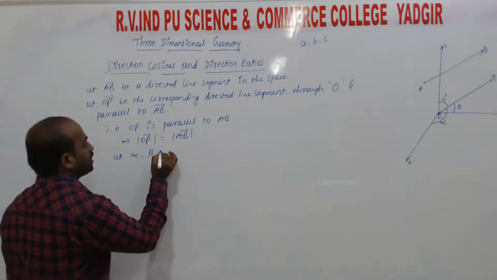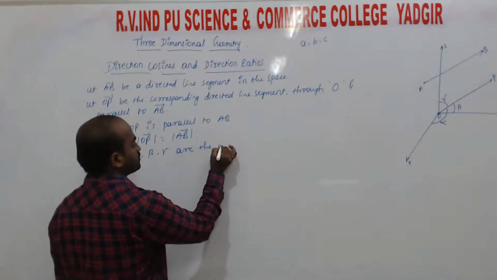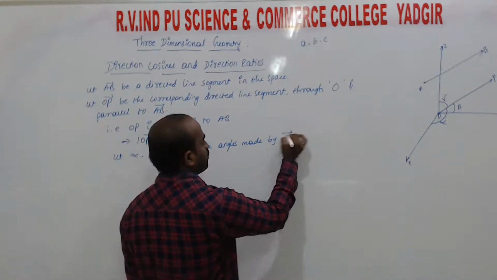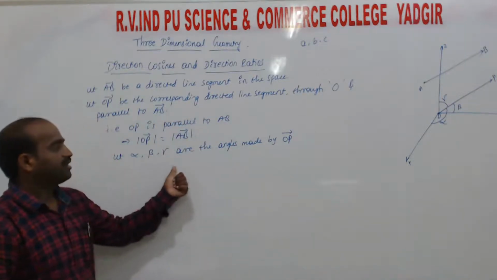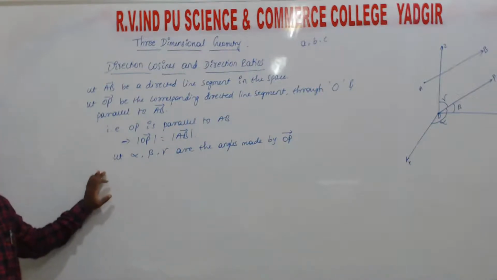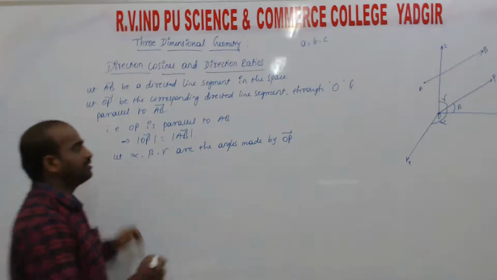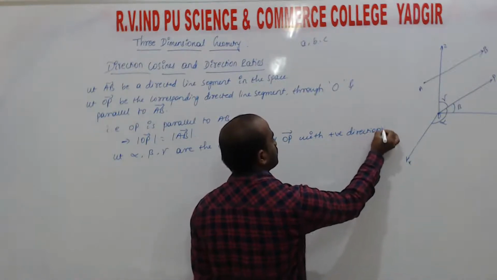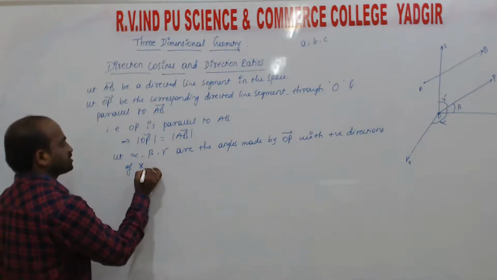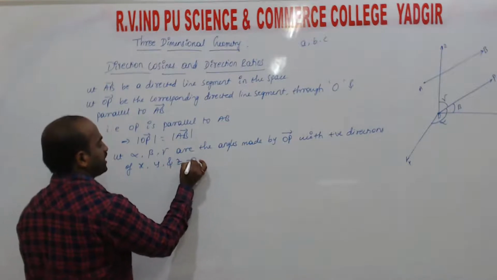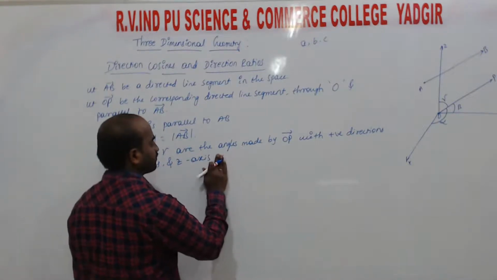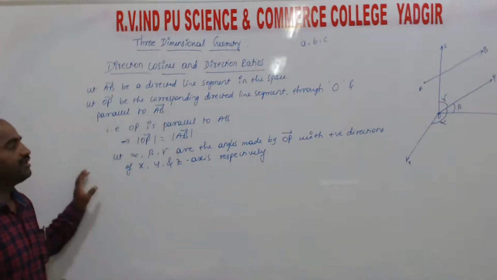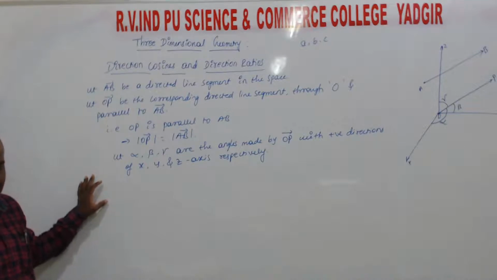Alpha, beta, gamma are the angles made by the OP vector with the positive directions of the x, y, and z axes respectively. Then cos alpha, cos beta, cos gamma are the direction cosines of the OP vector.